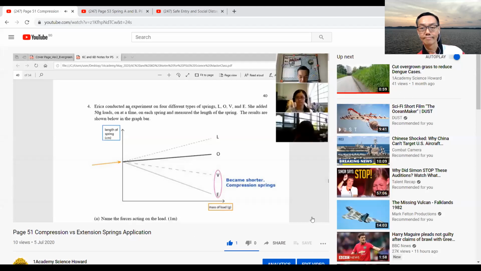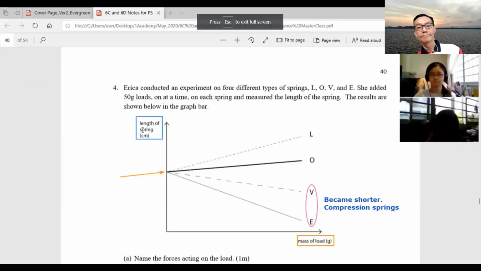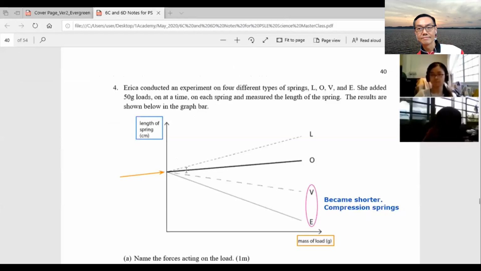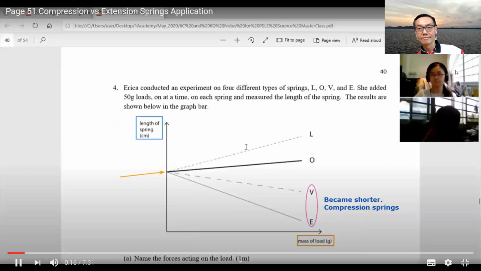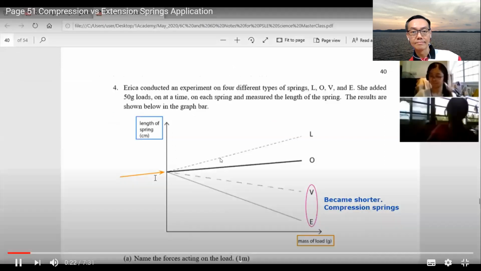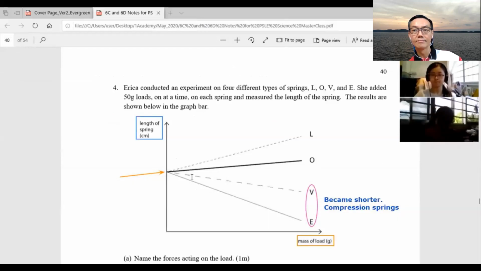The elasticity of spring: you highlight this part, the vertical axis is the length of spring, and the horizontal axis is the mass of load. You notice these four springs all start at the same length, as indicated by the orange arrow. As the mass of the load increases, we notice D and E become shorter, right? Because of that, they are called compression springs.